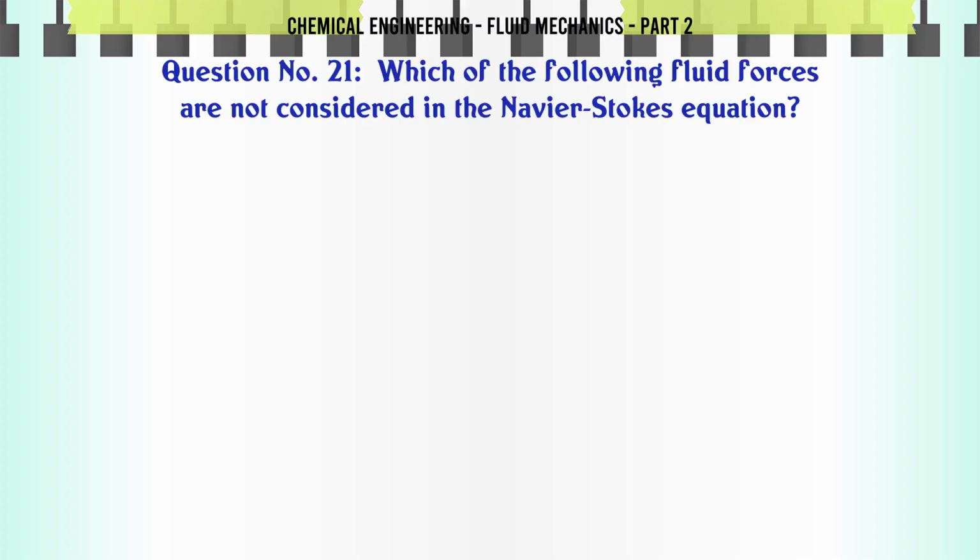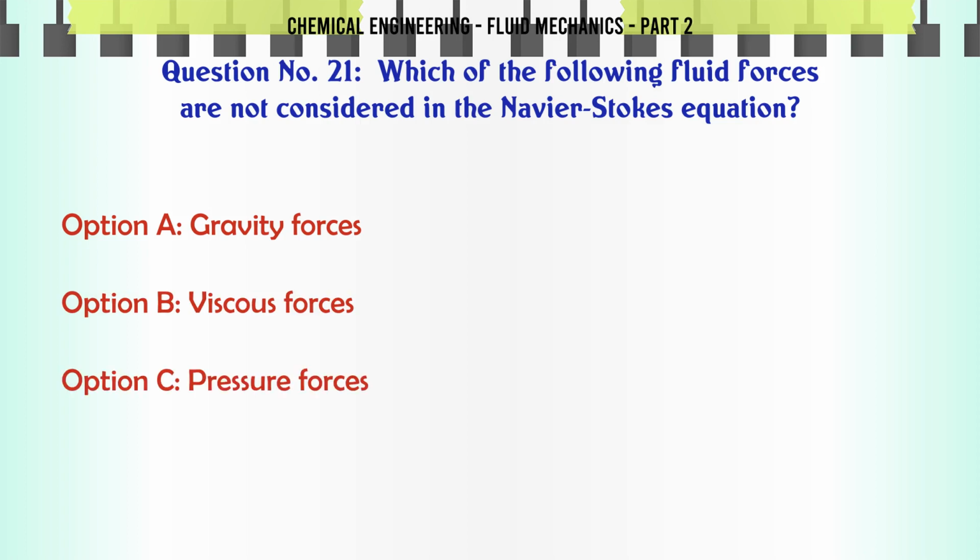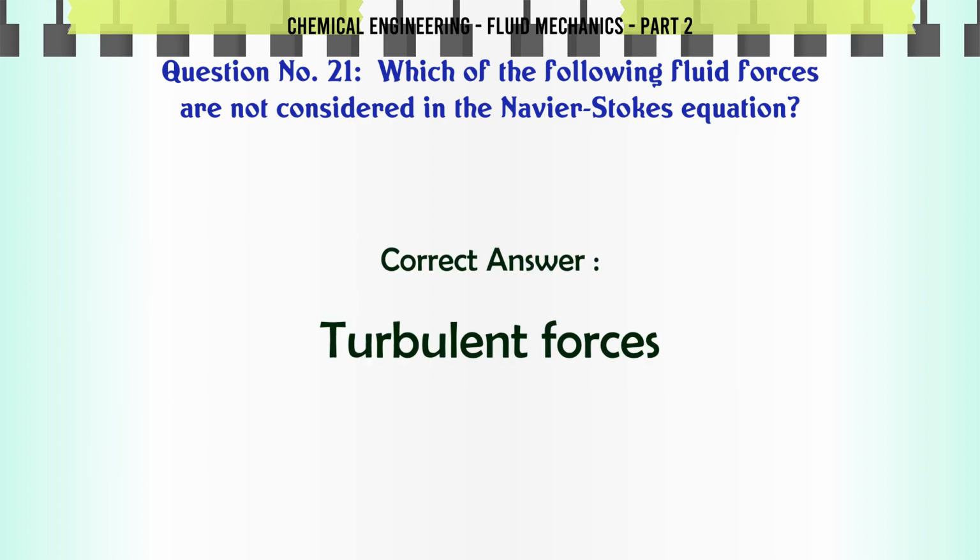Which of the following fluid forces are not considered in the Navier-Stokes equation? A. Gravity forces. B. Viscous forces. C. Pressure forces. D. Turbulent forces. The correct answer is turbulent forces.